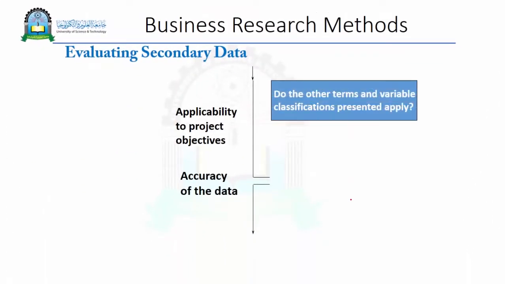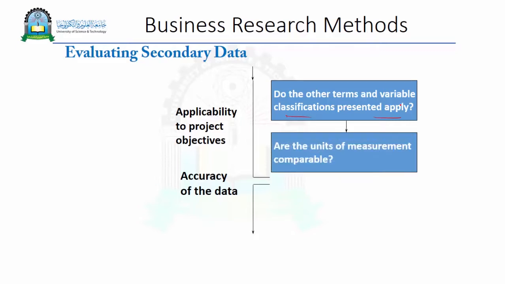Another question about applicability is, do the other terms and variable classifications presented apply or not? This is a very important question. So the variable classification presented in this secondary data can match my variables or not. The last question for applicability is, are the units of measurement comparable or not? That means if I collect primary data, am I going to use similar measurements or different measurements? This is also very, very important.